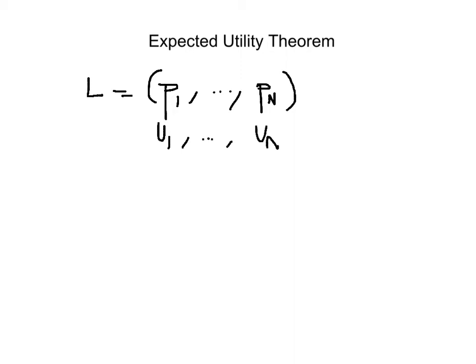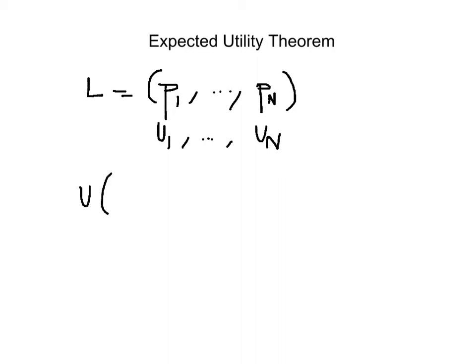Now, the expected utility theorem states that if the continuity and independence axioms are met, so we have to assume both axioms, the utility of a particular simple lottery, L, for n outcomes, so this is simply a vector of probabilities for n outcomes, and considering that each outcome has a particular utility, u1 all the way to un, the utility of that lottery can be thought of as the expected value of the utilities of the n outcomes.